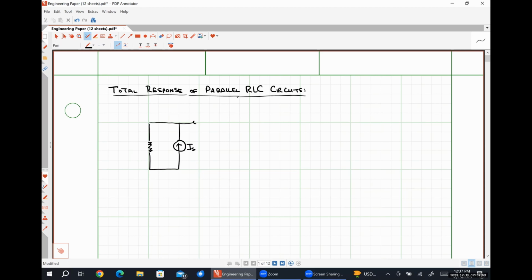Don't know why my program is giving me a ton of lag today. I've updated my computer, so here we're going to have some resistance R in parallel with some inductance L in parallel with some capacitance C.